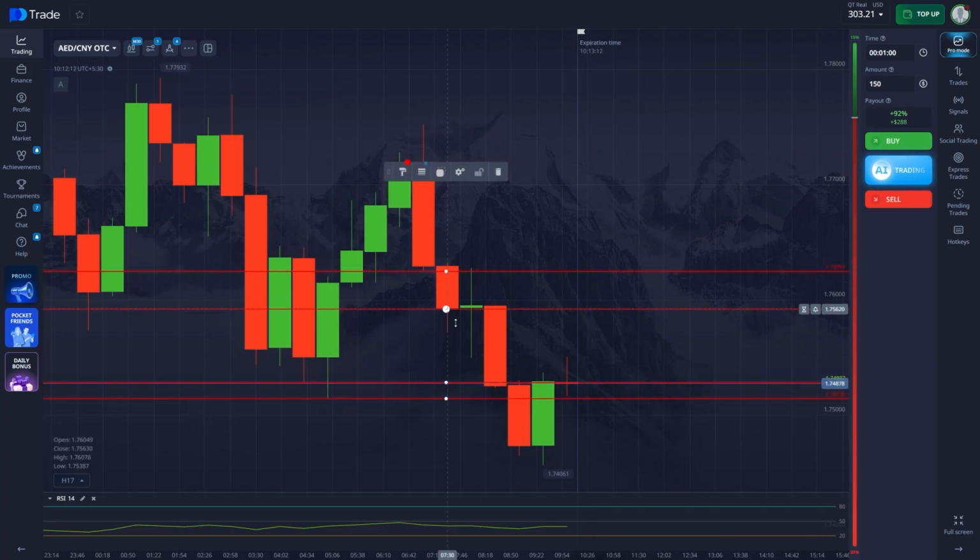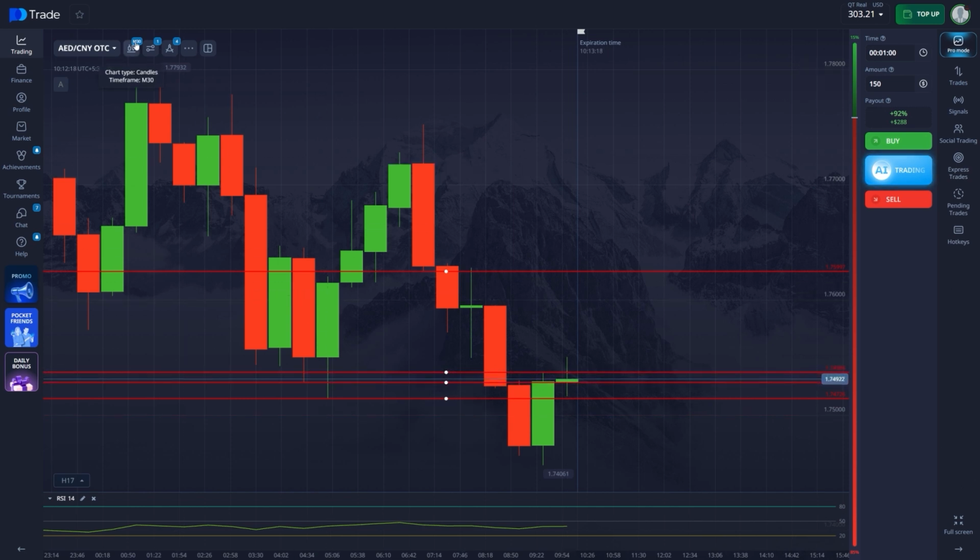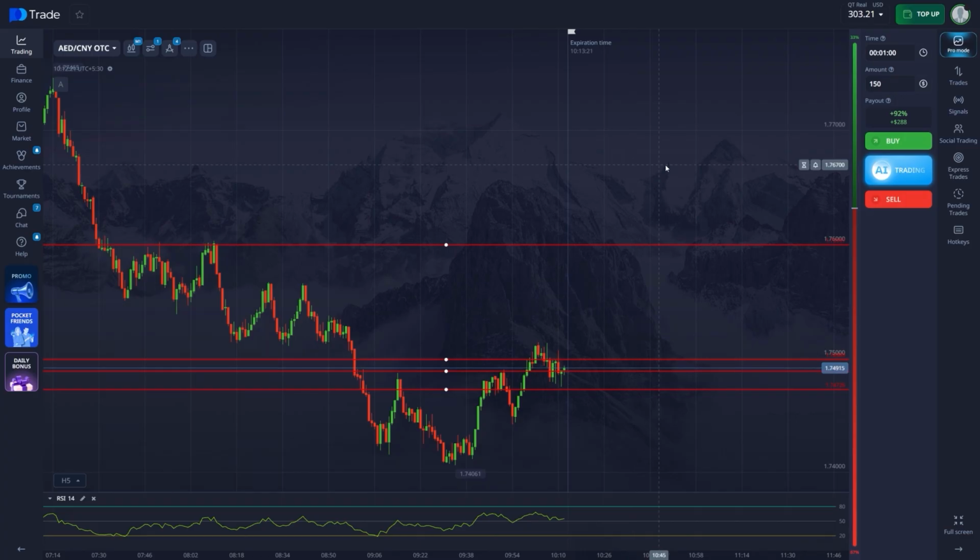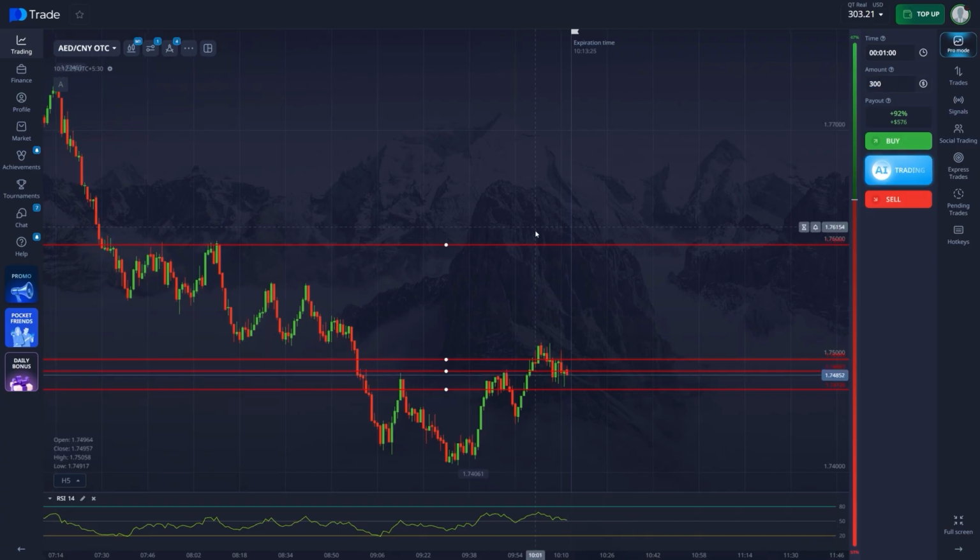Currently, RSI is around the middle area near 50. This means the market is neither deeply overbought nor deeply oversold. So RSI is not providing an extreme reversal signal. In this situation, price action becomes more important. I am checking whether the market is reacting from support and whether buyers are defending the lower zone.